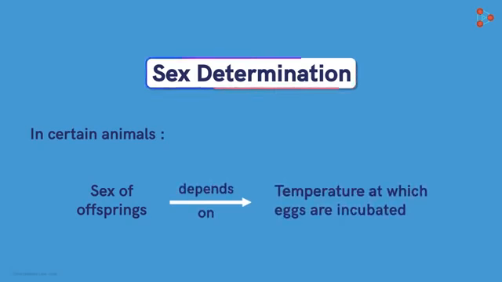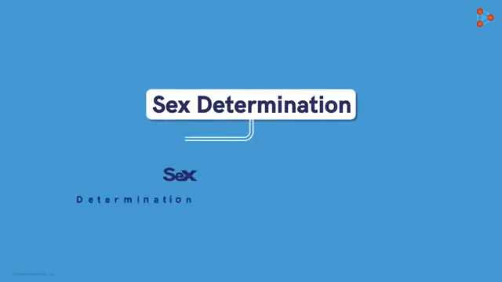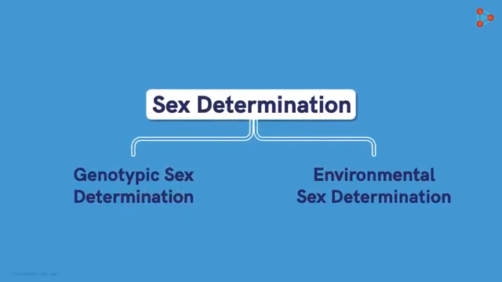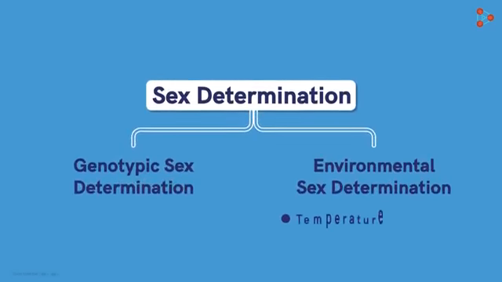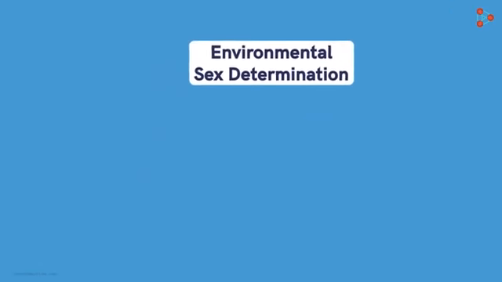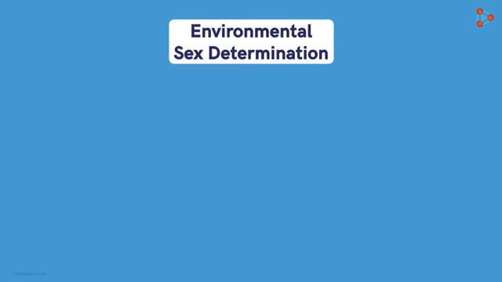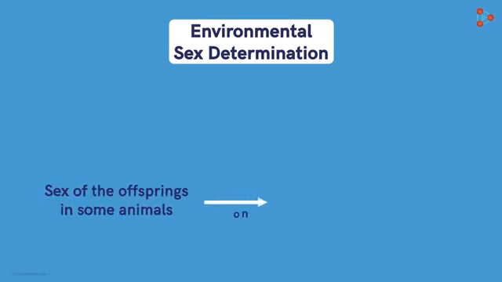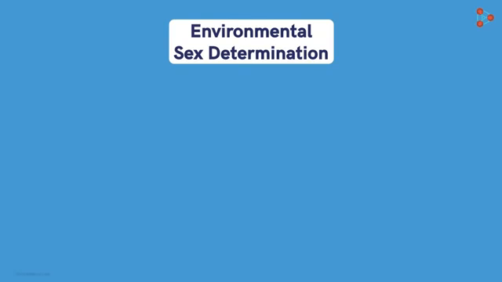We note that sex determination occurs in two major ways. One is genotypic sex determination, and the second is environmental sex determination. So, temperature-dependent sex determination is a type of the latter form. Let's look at this type in detail. To begin with, the sex of the offsprings in some animals is dependent on environmental factors. The first type is temperature-dependent sex determination.